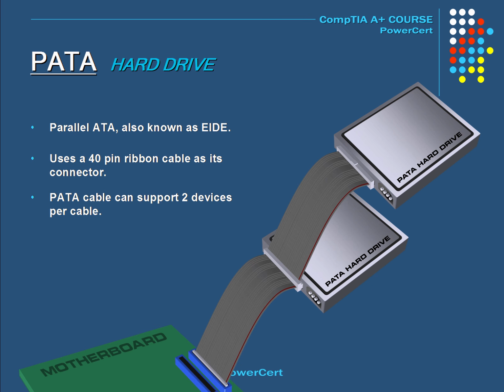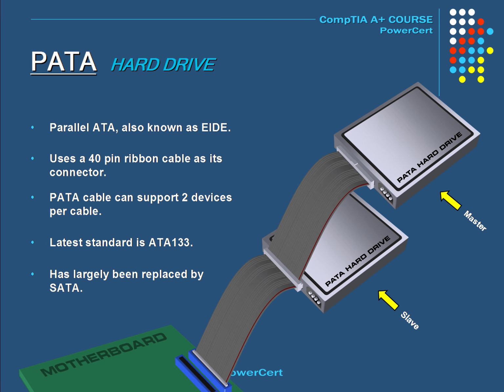The hard drive that is connected to the end of the cable would be considered the master drive, and the hard drive that is attached to the middle connector would be considered the slave drive. Older motherboards had two PATA connection interfaces, so they can support up to 4 drives total. The latest standard on these drives is called ATA 133, which has a data transfer speed of 133 megabytes per second. But PATA drives are a dying breed and have largely been replaced by the faster speeds of SATA.